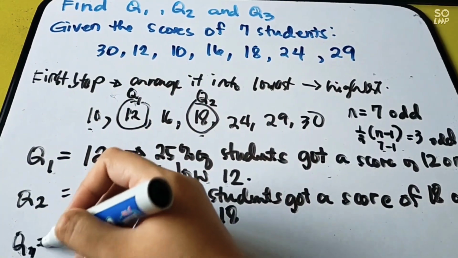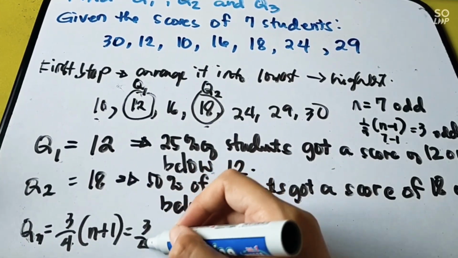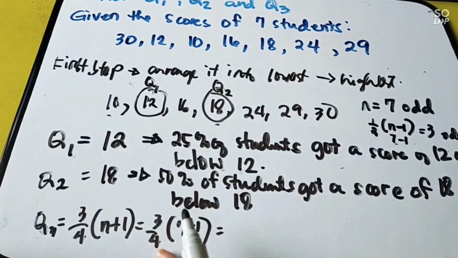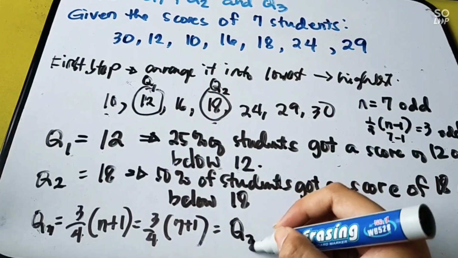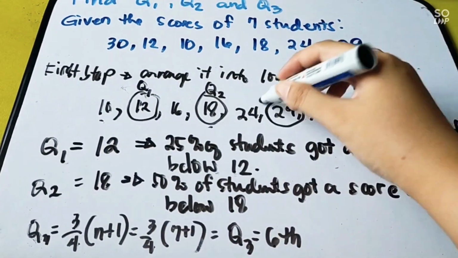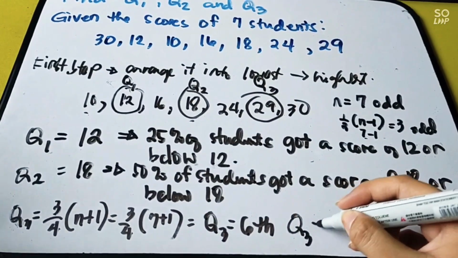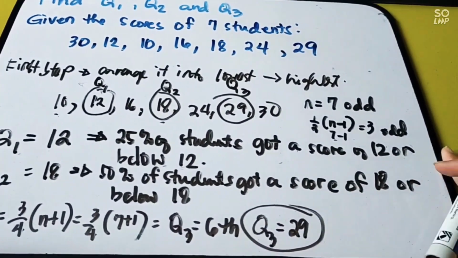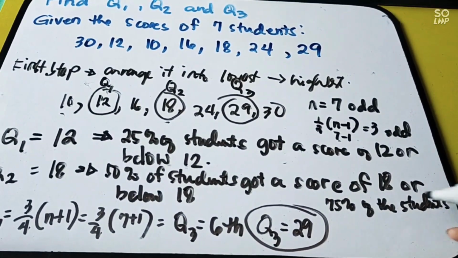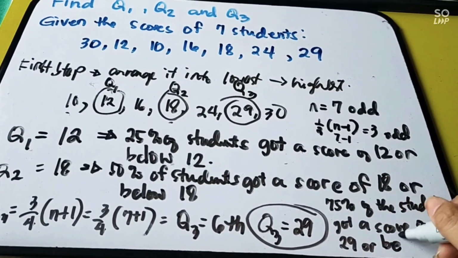For quartile 3, let's have the formula. We have 3/4 times n plus 1. So, we have here 3/4 times your n, 7, plus 1. So, we have 8. 8 divided by 4, we have 2. 2 times 3, we have 6. So, your quartile 3 is in the 6th. Nasa pang-anim siya. Let us count 1, 2, 3, 4, 5, 6. Eto. So, this is your third quartile. Meaning, we have 29. Ang score ng quartile 3 ay nasa 29. So, since we have 29, meaning 75% of the students got a score of 29 or below 29.